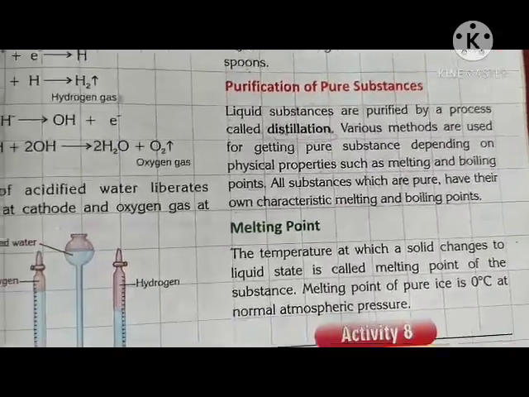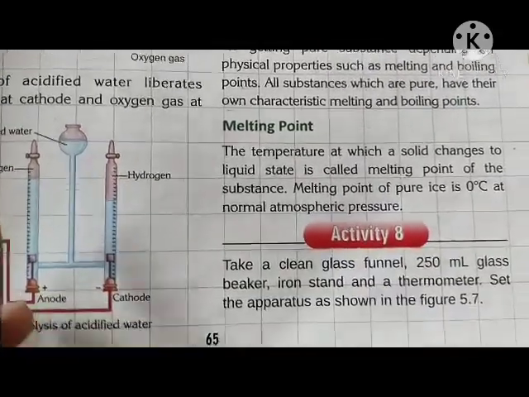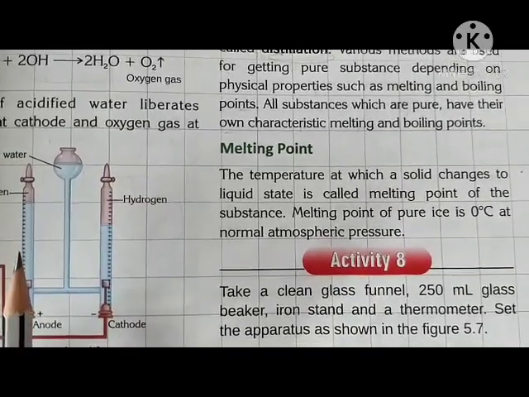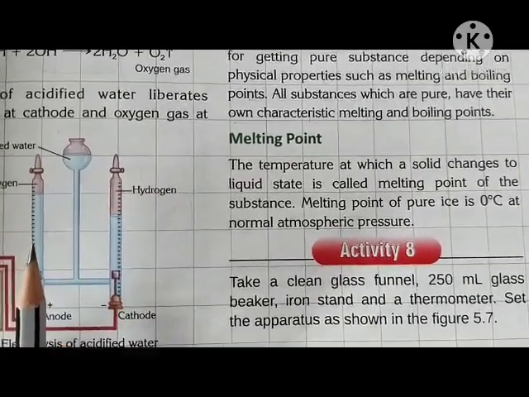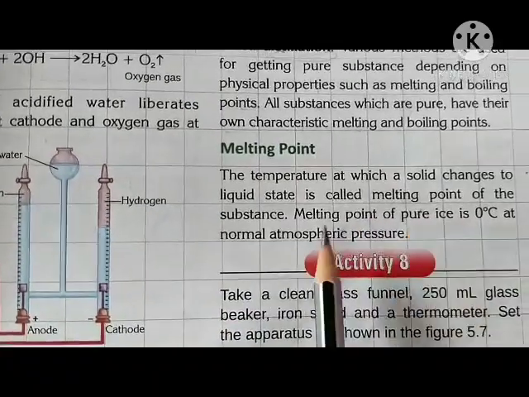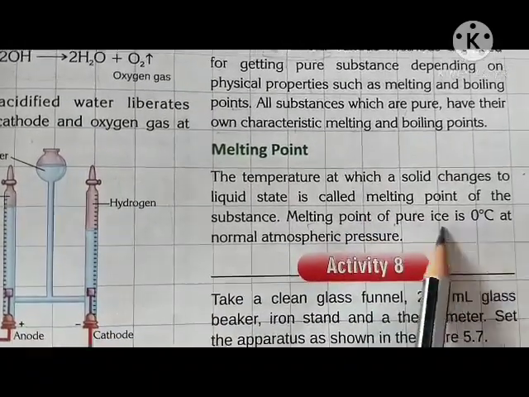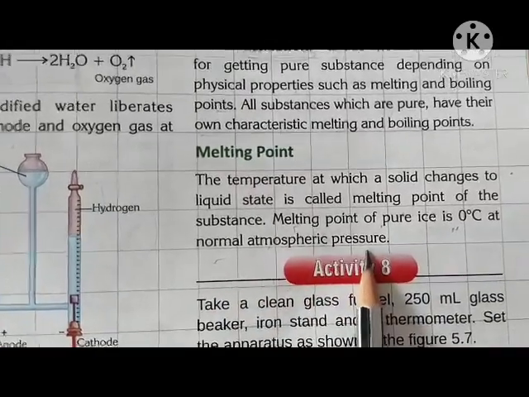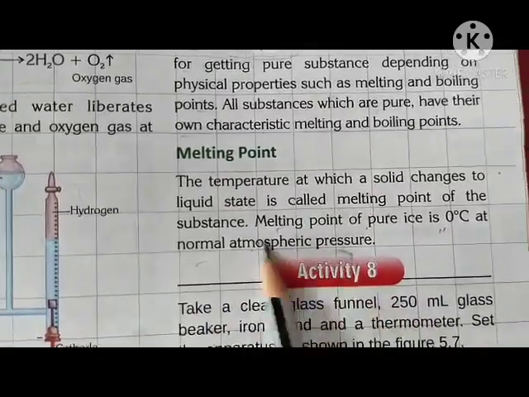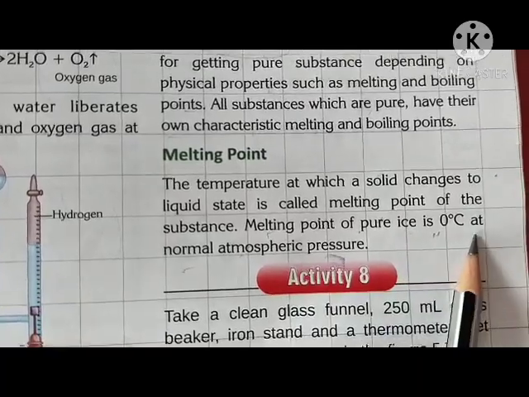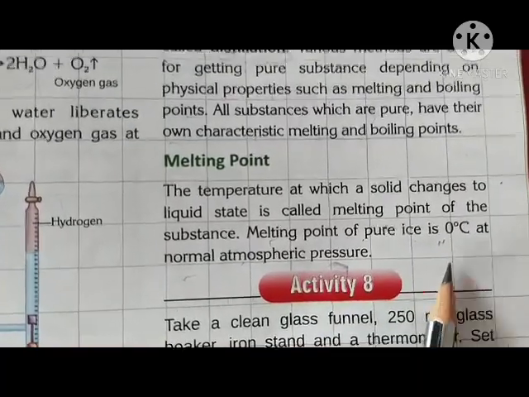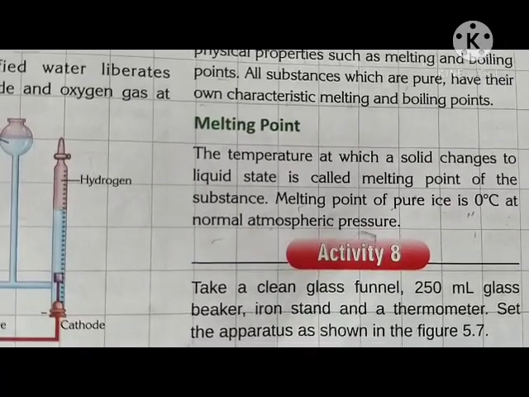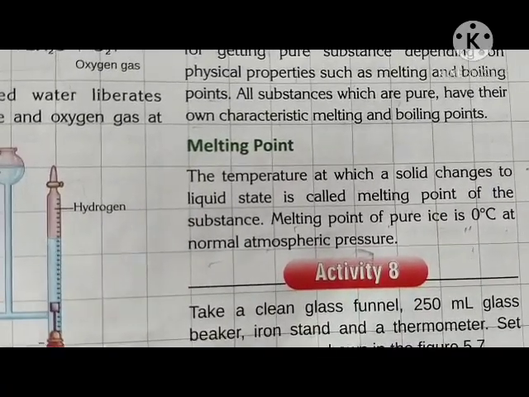Here you can see what is the meaning of melting point. Melting point is the temperature, students, at which a solid changes into the liquid state. For example, pure ice melts at 0 degrees Celsius at normal atmospheric pressure. The melting point of pure ice is 0 degrees Celsius, and below 0 degrees Celsius it is in the form of ice. Okay, students.